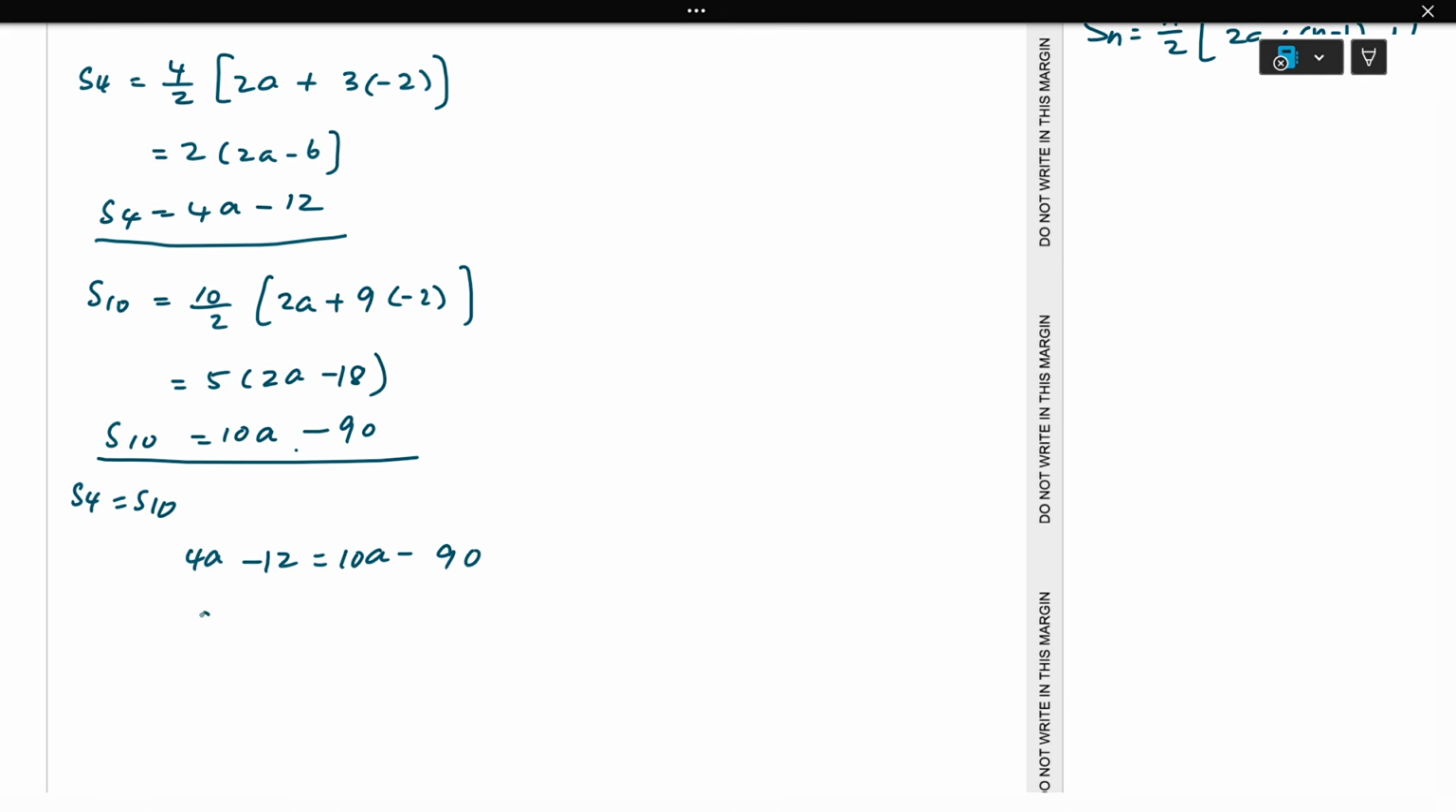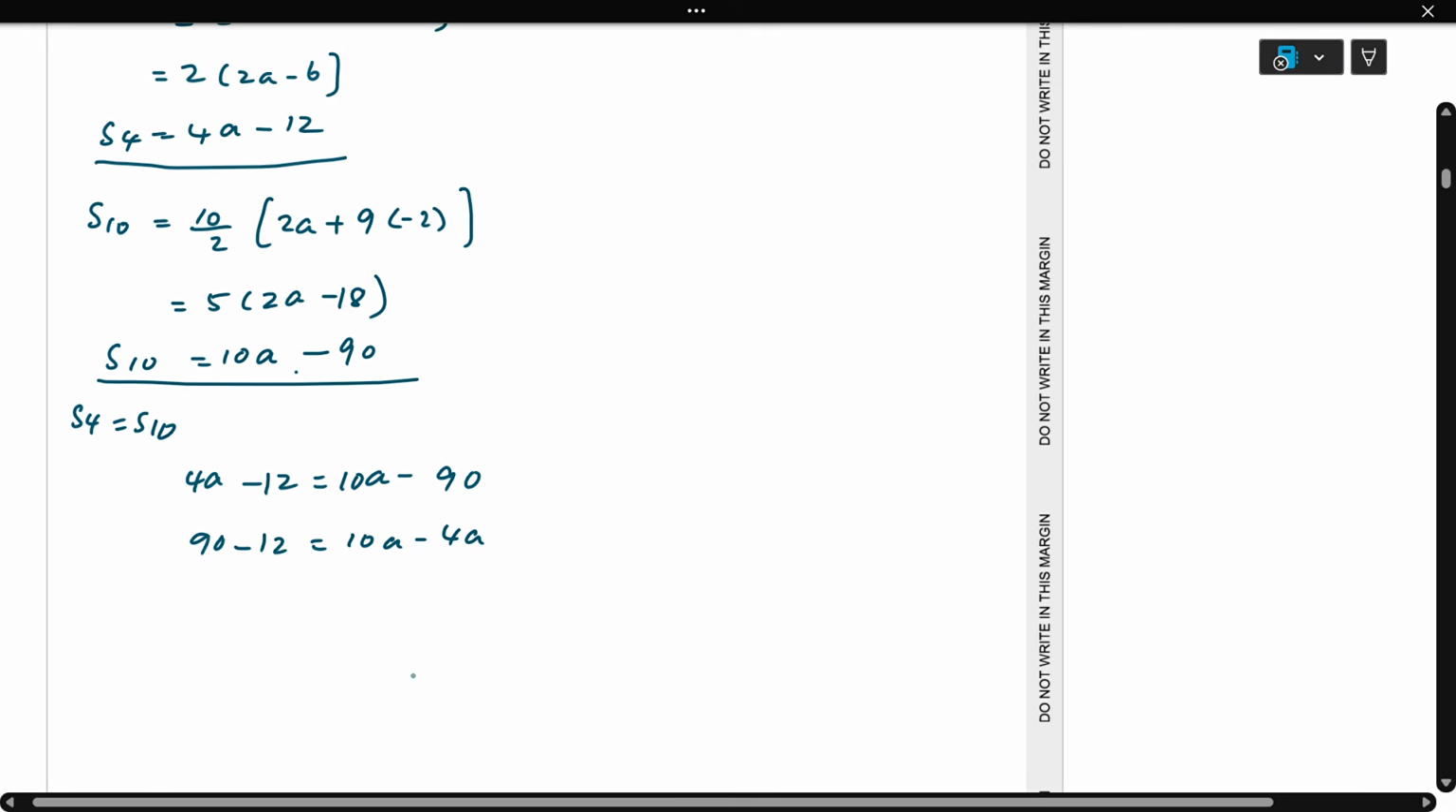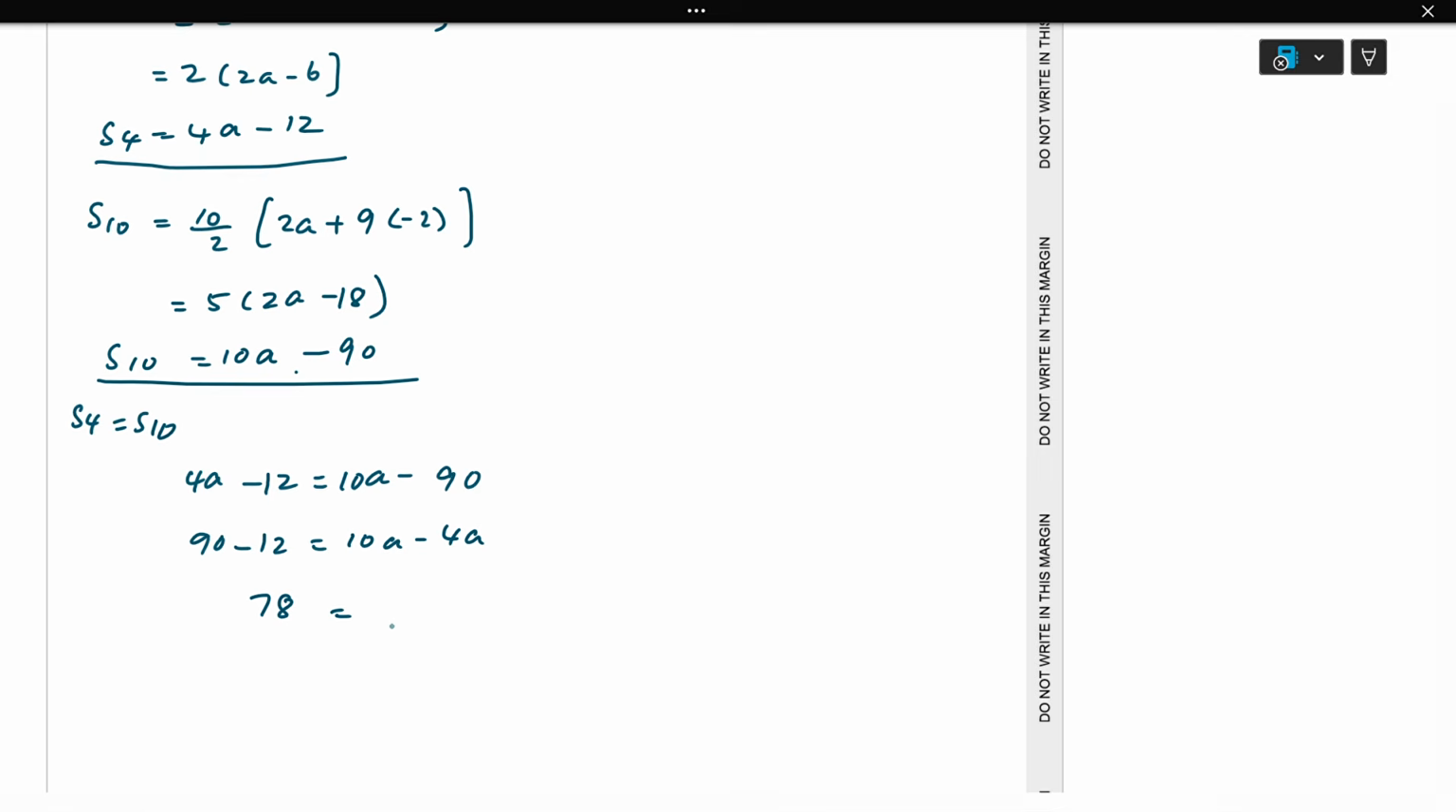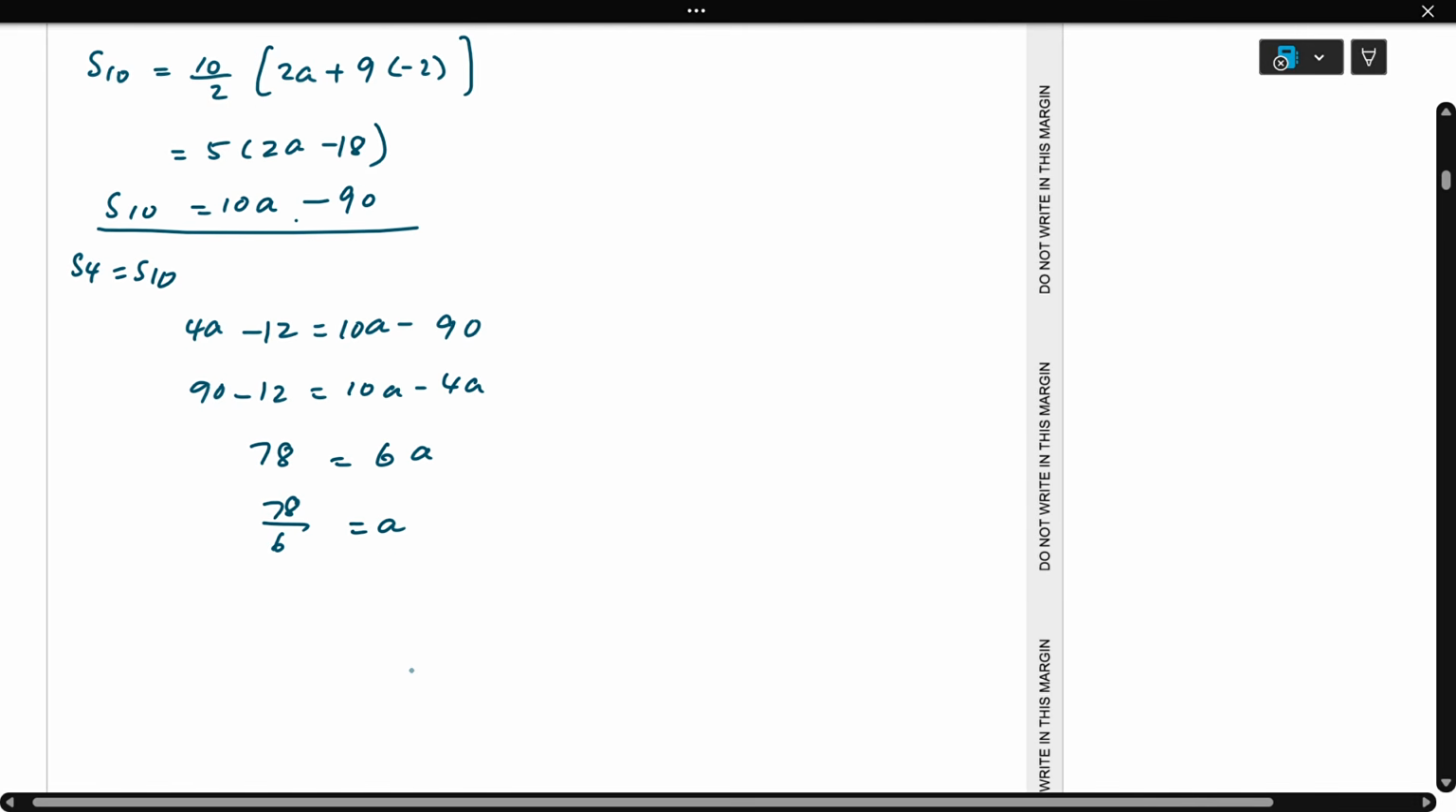Rearrange the terms. I'll bring 90 here: 90 minus 12 equals, bring 4a here, 10a minus 4a, which is 78 equals 6a. So 78 over 6 equals a. So the answer is 13 equals a. So a equals 13.